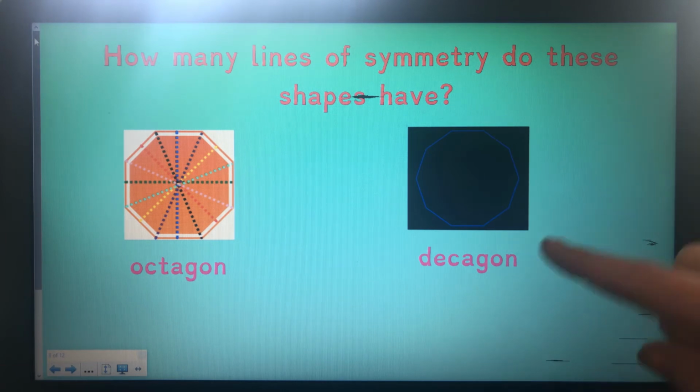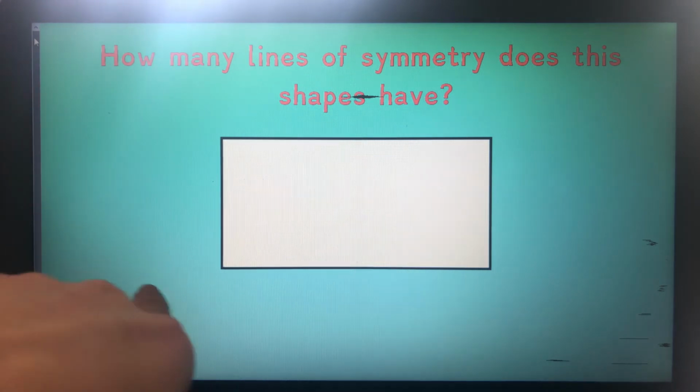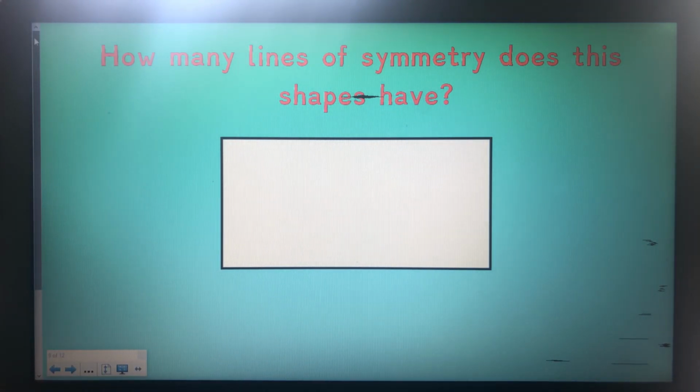For the same theory, a decagon, which has 10 sides, would have 10 lines of symmetry. Now I tried to draw the lines on like this, it just looked a little bit confusing, but it is a regular polygon with 10 sides, so it has 10 lines of symmetry. How many lines of symmetry does this shape have, do we think? It's got 4 sides, so my theory is it must have 4 lines of symmetry, like a square.